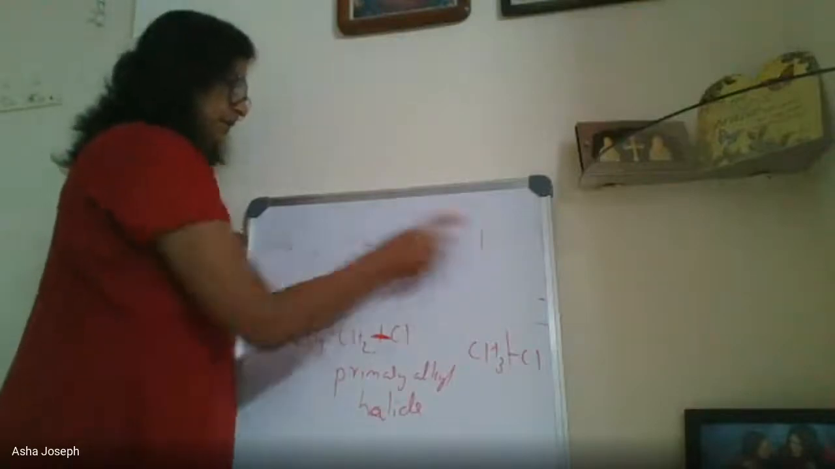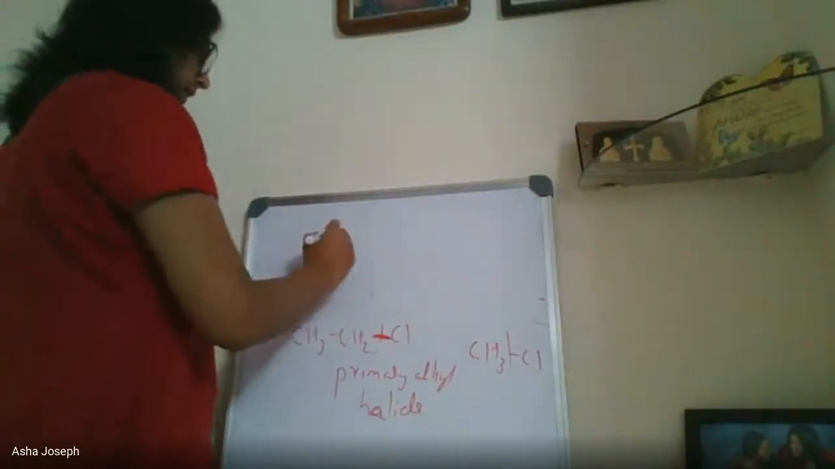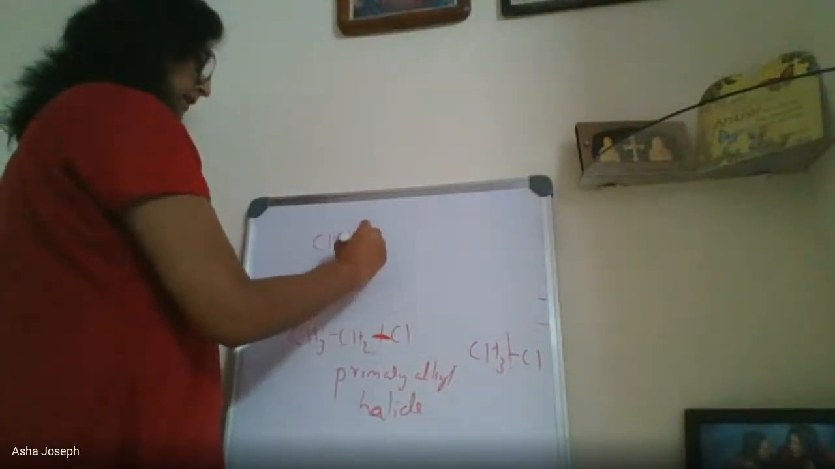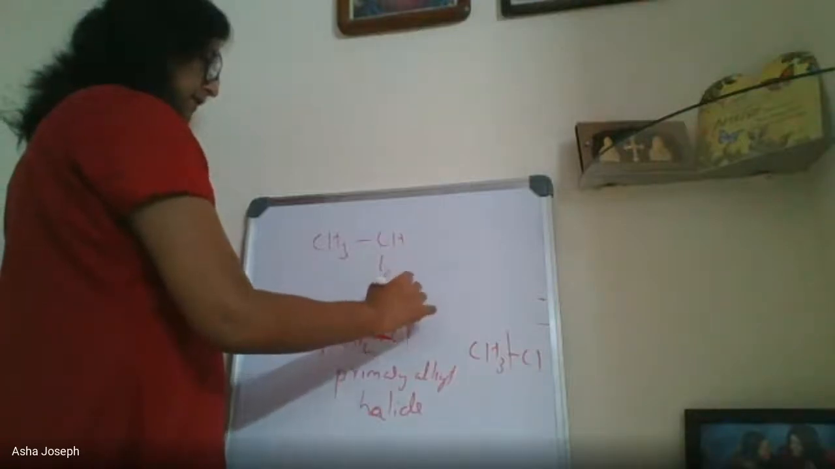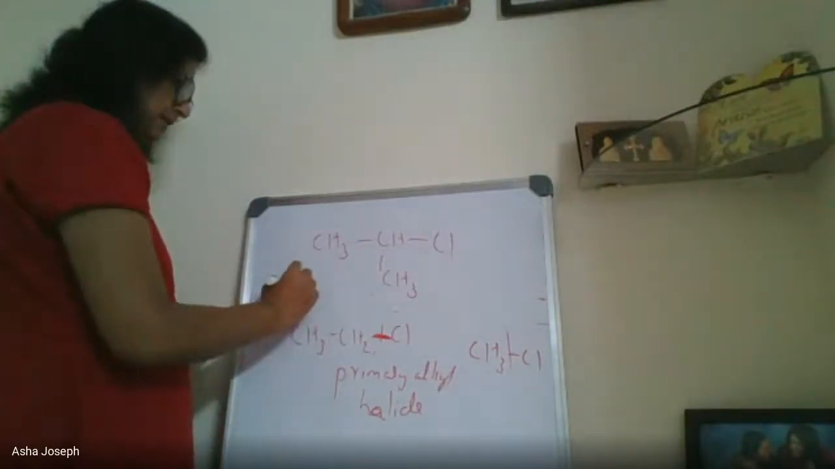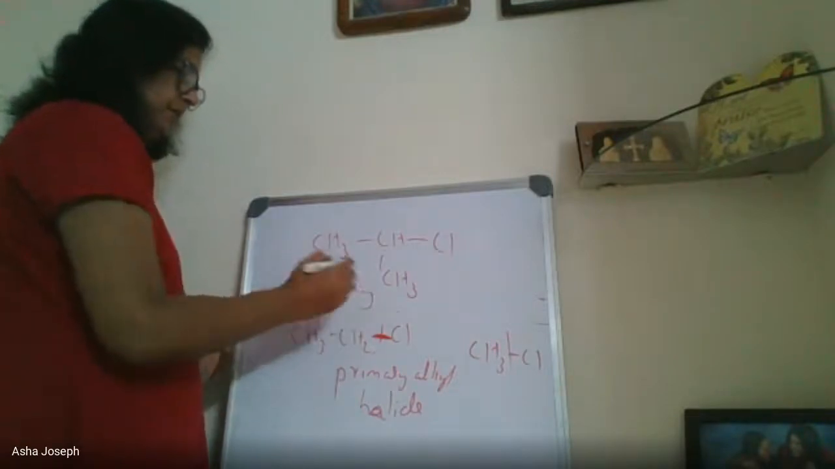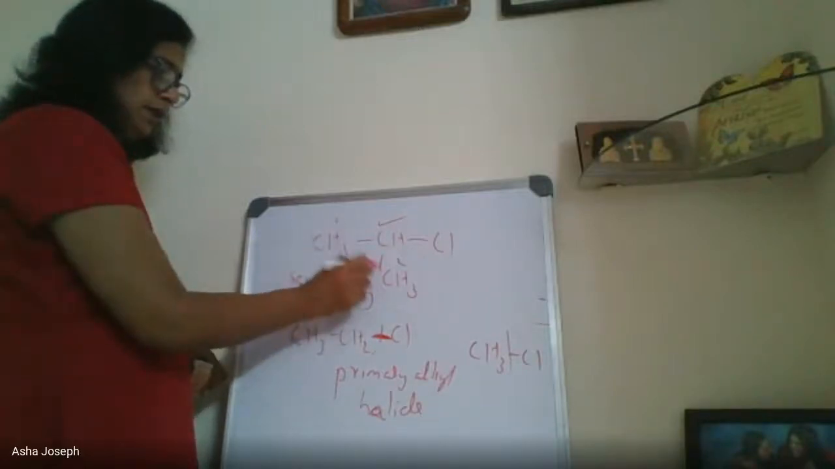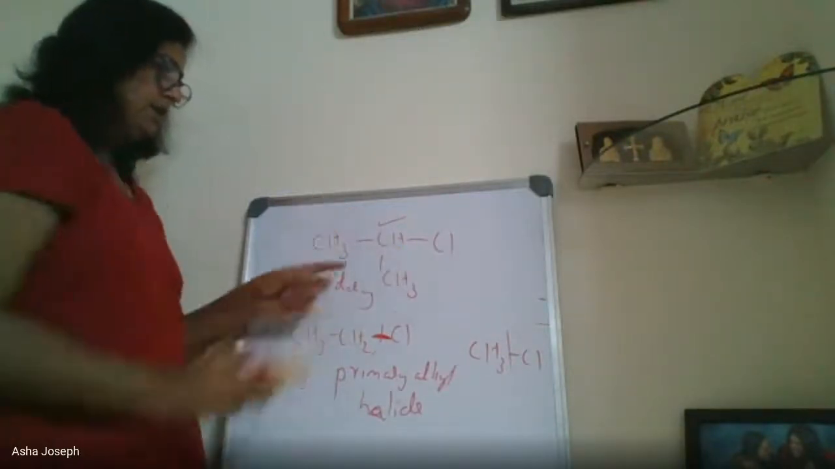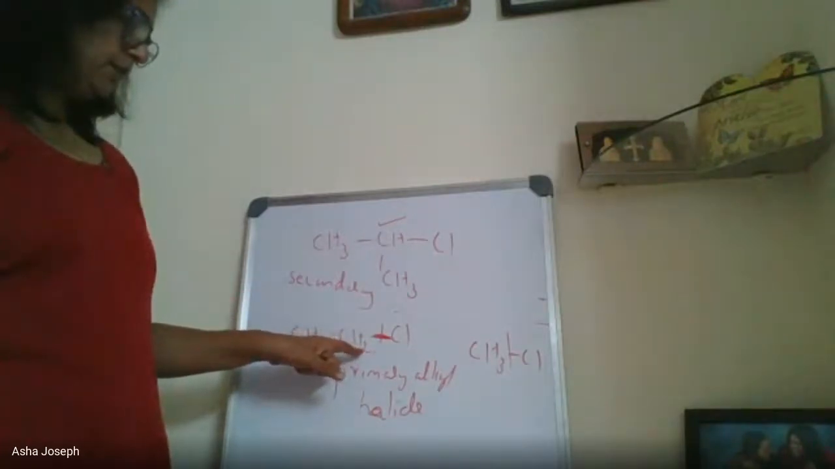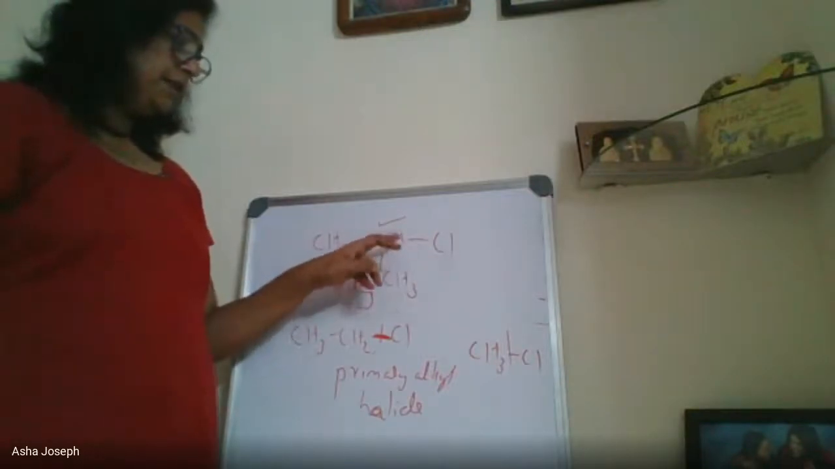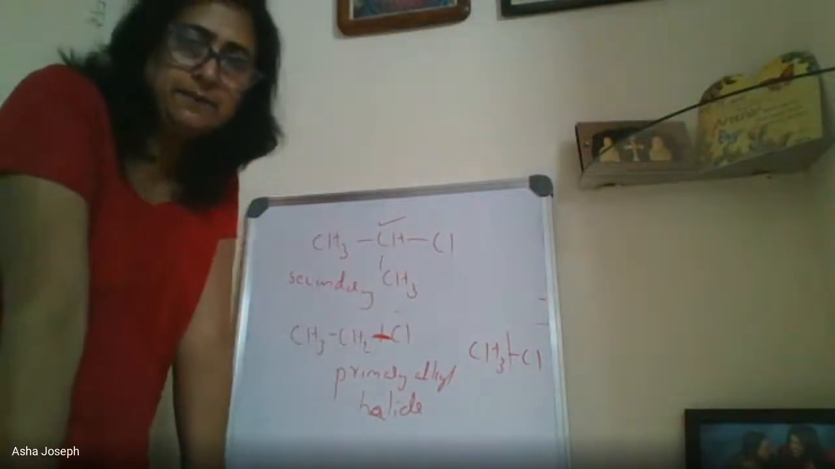Yes, ma'am. Now secondary. Secondary, I can say, CH3CHClCH3. This is an example of a secondary. So how many alkyl groups are connected to the carbon? 1, 2. Two alkyl groups are connected, isn't it? And you see, here one H is replaced by an alkyl group. So another one, if you see CHCl, it is secondary. Clear?